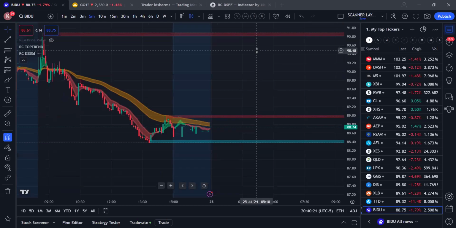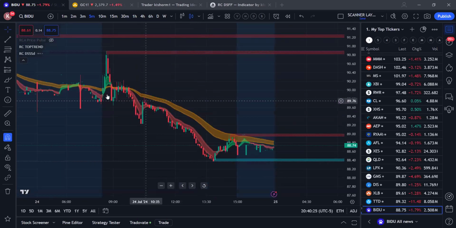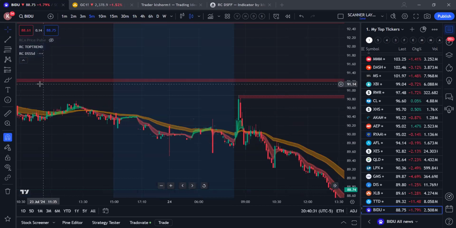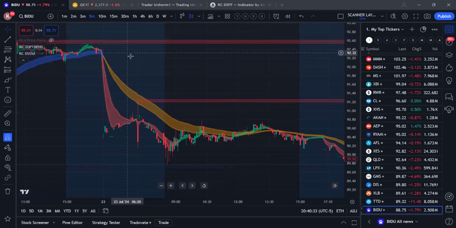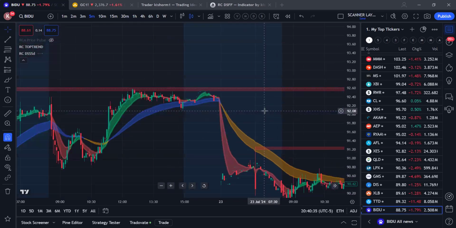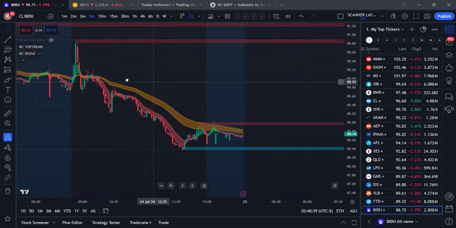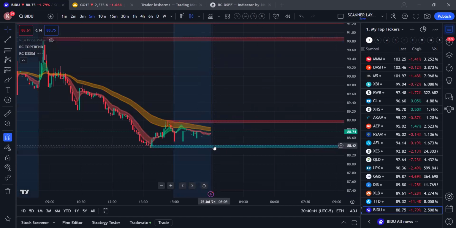Right, okay, Baidu is close to a support, right? Overall, it is bearish, right? Your swing cloud is red, your day trading cloud is red. It went down all the way from nearly $92. But you have a support here.